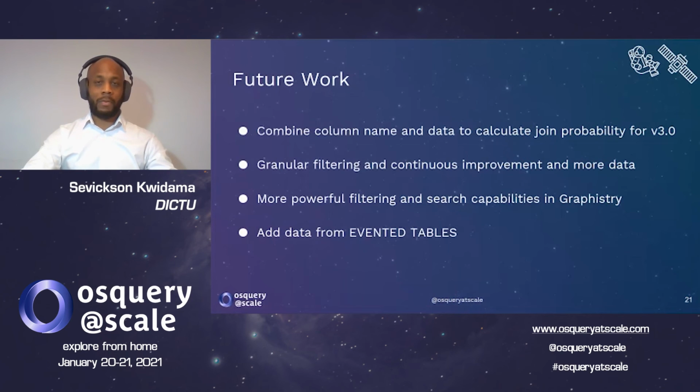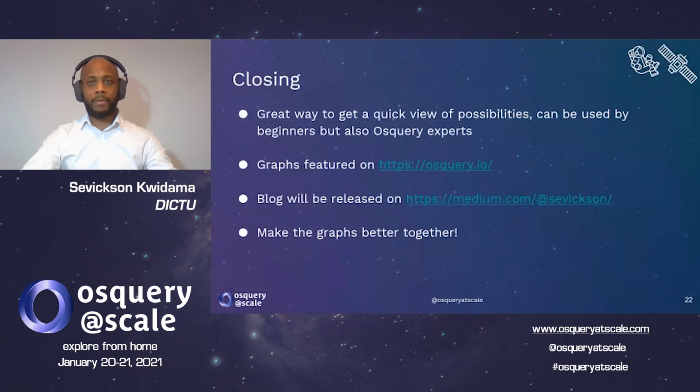Also add data from tables like evented tables or with specific constraints. The graphs are great for beginners, but also osquery developers. Developers can, for example, use it to fingerprint releases and debugging. Senior users can also use it in, for example, incident response or threat hunting. You can run a query and get information that needs further investigation.